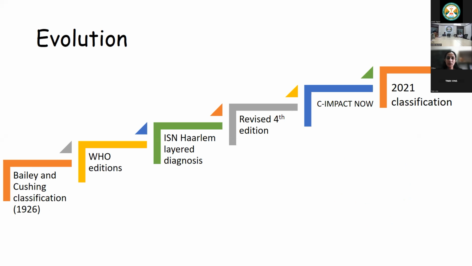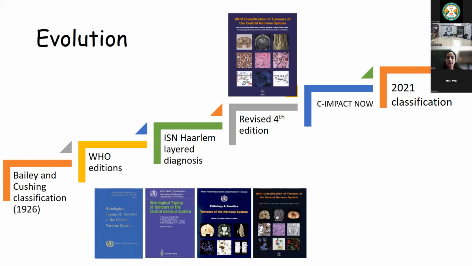Later, WHO came into the picture and decided that there should be a uniform diagnosis and classification. Hence, there were 4 editions of the WHO classification of CNS tumors. All these basically concentrated on histology, with slight addition of immunohistochemistry.